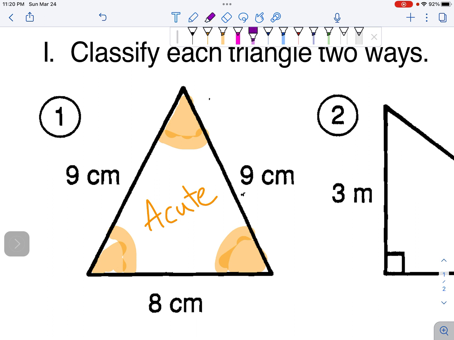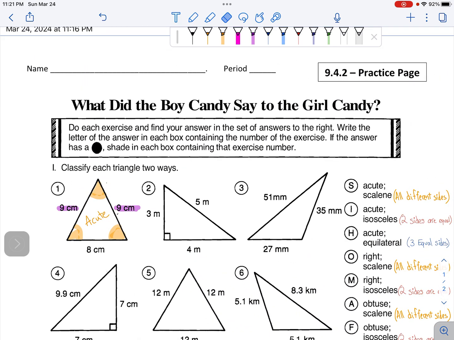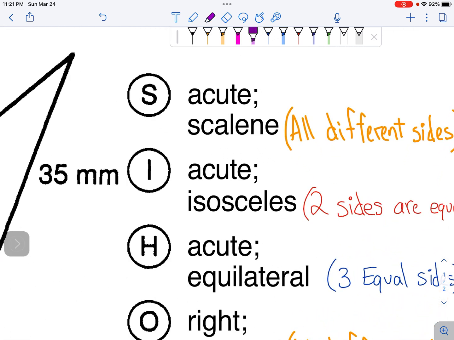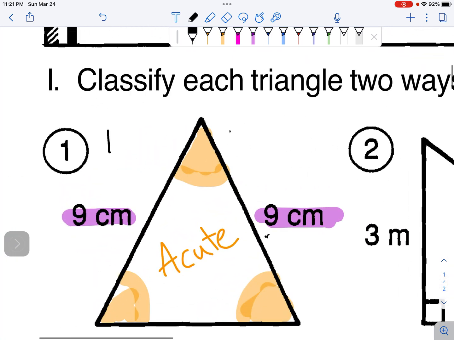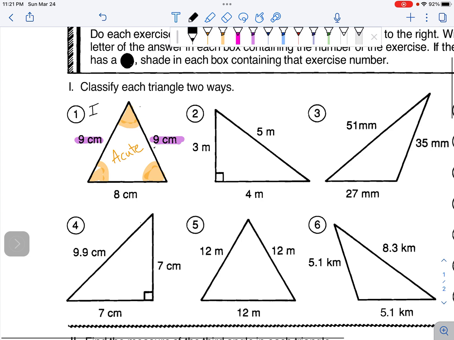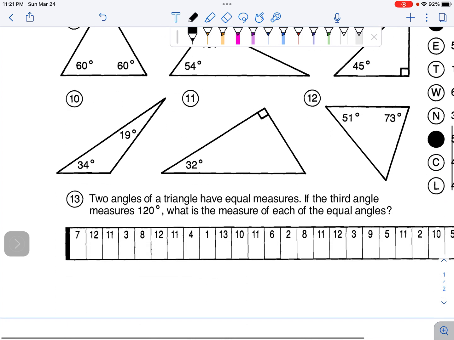Then I'm going to look at the side lengths, 9, 9, and 8. They're not all equal, but two of them are. So I'm looking for an isosceles triangle. Isosceles means exactly two the same, and it needs to be acute. I'm looking at I. This one right here, acute isosceles, I. That means that number 1 is I. So down below, we'll find number 1 and write I.